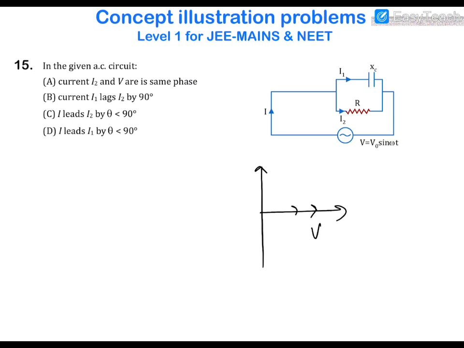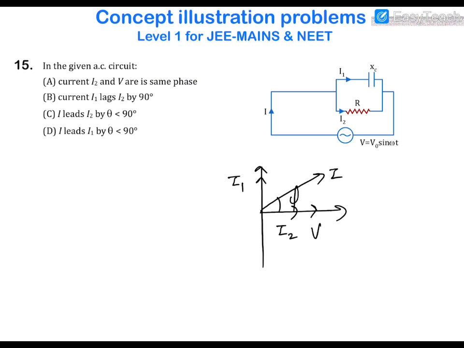So we will be keeping I2 on this axis, and we know that the current flowing through the capacitance is ahead of the voltage by a phase of 90 degree. So we will keep I1 on this axis, and the resultant current I, which is the resultant of these two, will be at an angle of phi ahead of this I2 and V. So now let us choose the correct options.